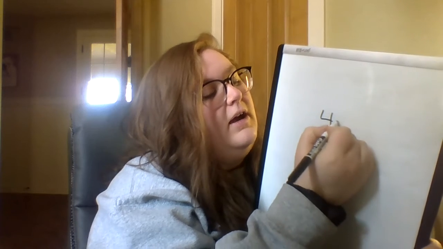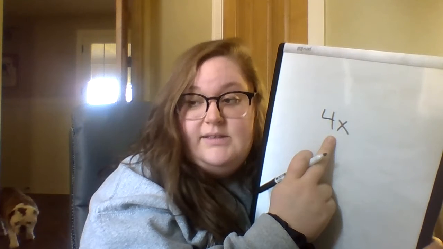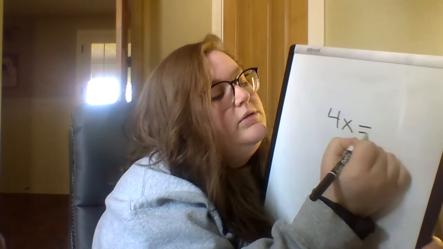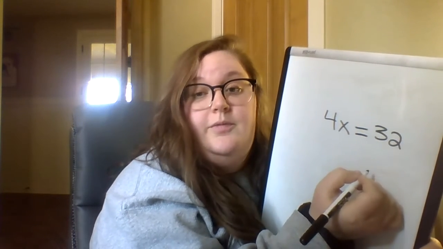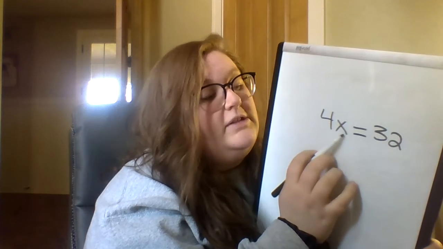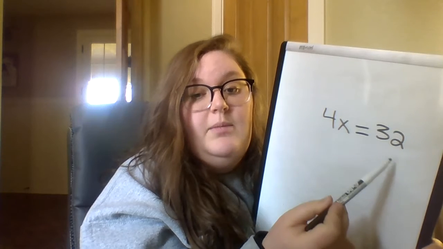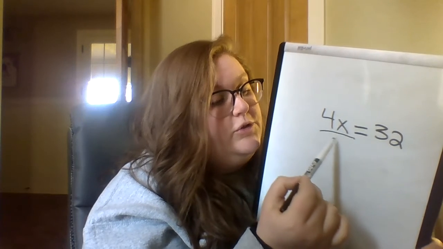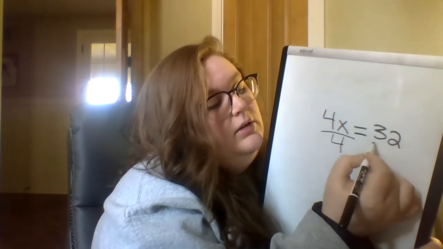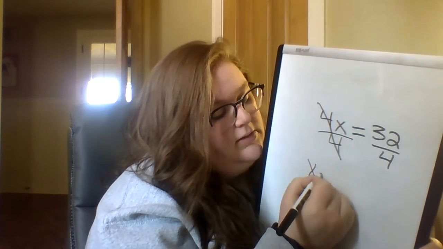So let's say I have 4x. I need to figure out what 4x is. And let's say it equals 32. So remember, we have to get our variable by itself. So what I do to one side of the equal sign, I must do to the other. So because this is multiplication, we're going to divide. So because when I divide, these two cancel out, I'm left with x.